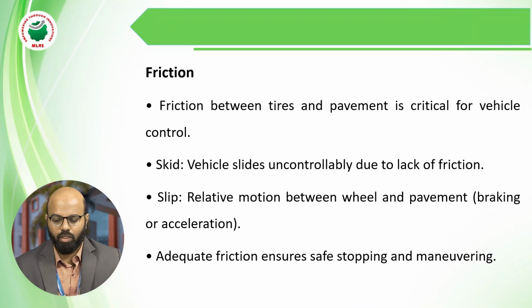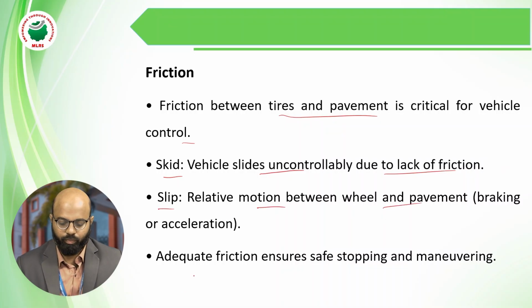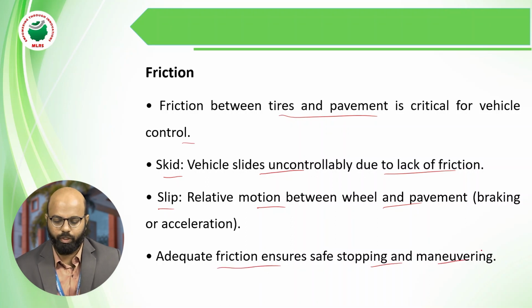Next is friction. Friction between tires and pavement is critical for vehicle control. Okay, in stopping sight distance, we go for the longitudinal friction, whereas in the design of horizontal curve, we go for the lateral friction. And skid: vehicle slides uncontrollably due to the lack of friction. And what do you mean by slip? Relative motion between wheel and pavement. And adequate friction ensures safe stopping and maneuvering.